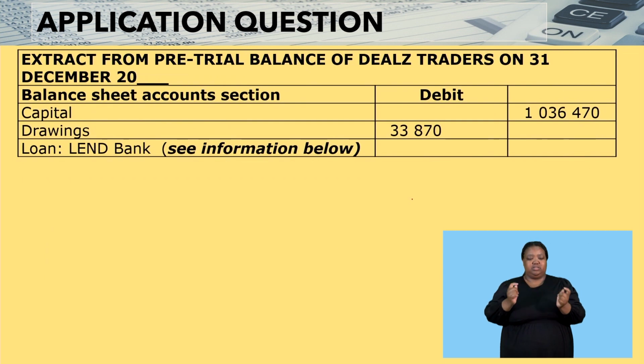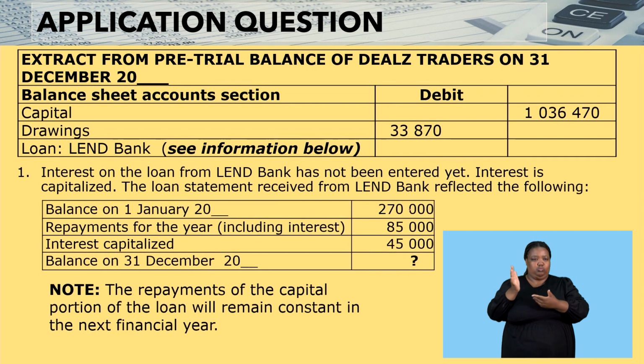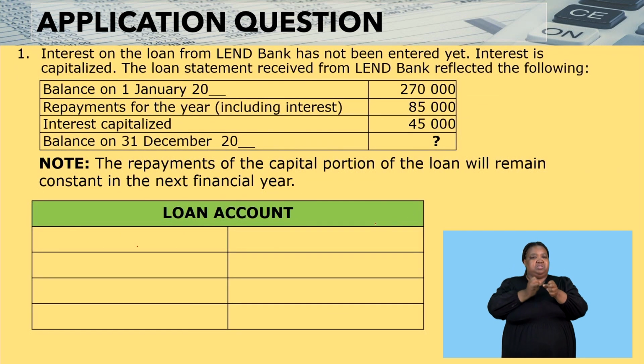The next adjustment reads: interest on the loan from Land Bank has not been entered yet. Interest is capitalized. The loan statement received from Land Bank reflected the following. And then here I have the loan statement. The repayments of the capital portion of the loan will remain constant in the next financial year. When you do your loan account, you have to remember that a loan is a liability which will increase on the credit side and decrease on the debit side.